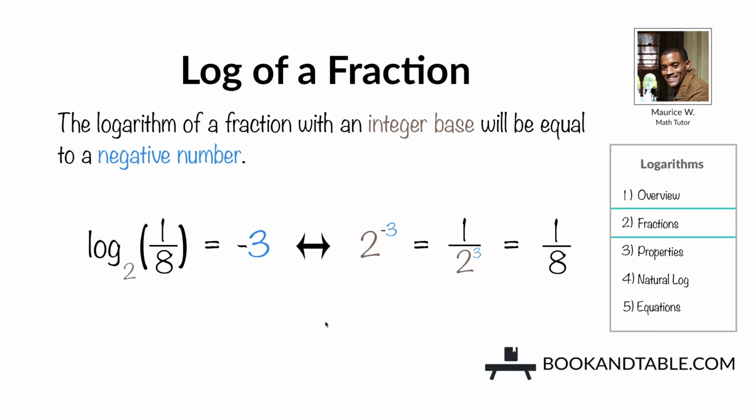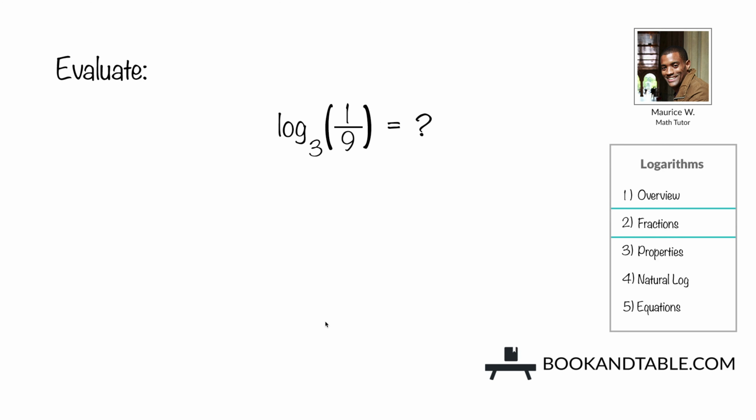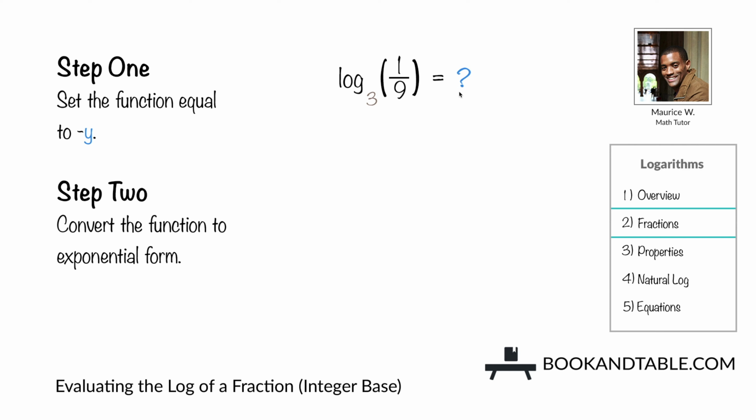So let's take this information and apply it to an example. Let's say you're asked to evaluate log of base 3 of 1/9. What is this equal to? So here's what we do. Step 1, we want to set the function equal to negative y. When we see a base that is an integer and an argument that is a fraction with a numerator of 1, we can go ahead and set this function equal to negative y. And now we can convert the function to exponential form. So we have 3 to a power of negative y is equal to 1/9.